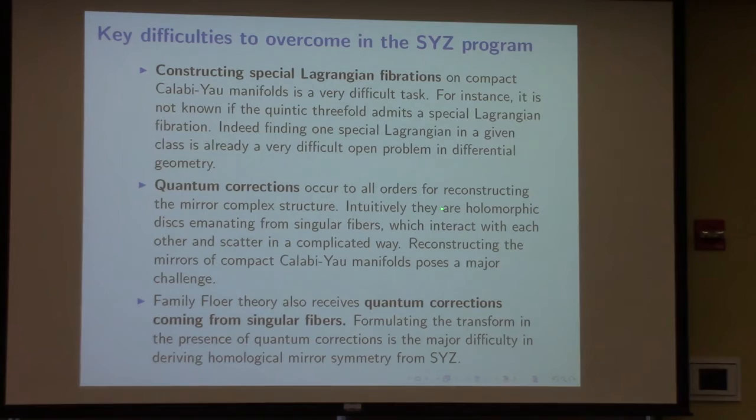A lot of this depends on K3 surfaces, where we know the special Lagrangian fibration, because a hyperkähler rotation changes the elliptic fibration to a special Lagrangian fibration. Family Floer theory, which we just mentioned, receives quantum corrections from singular fibers. Formulating the transformation that presents the quantum correction is also a major difficulty in deriving homological mirror symmetry from SYZ.